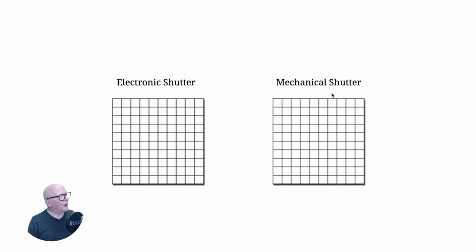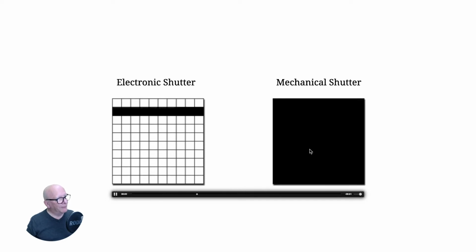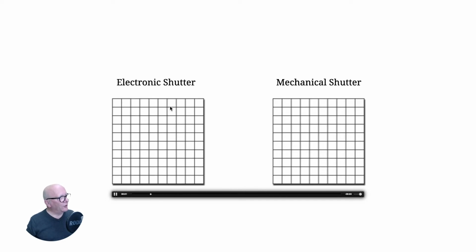On a mechanical shutter, it all happens pretty instantaneously. So if I hit the button, you'll see a difference. So let's just look at the mechanical. First of all, mechanical, you take a picture and boom, the whole image is exposed in one go. Boom, boom, boom. Just like that. On electronic shutter, it's one line at a time. Now, obviously, it's one line at a time very, very quickly, but nevertheless, it is one line at a time.